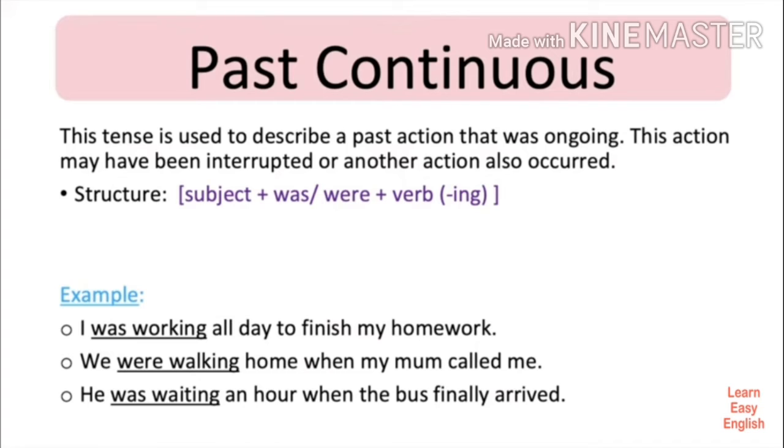So the overall structure would be like subject plus helping verb, that is was or were, plus verb's first form along with ing. Here you use first form of the verb by adding ing into it. So this is past continuous tense where you show an action which was happening in the past.